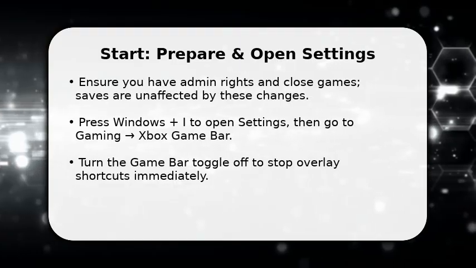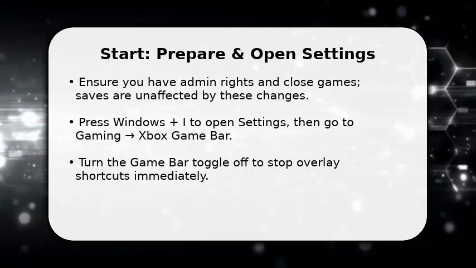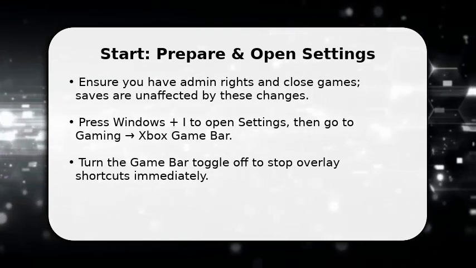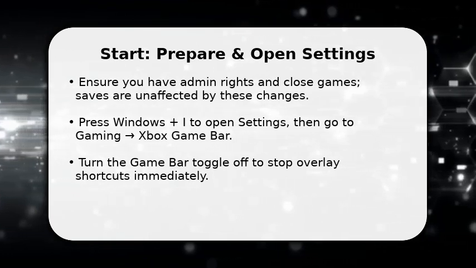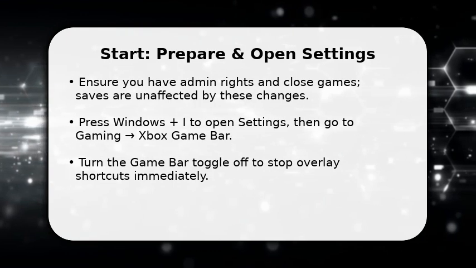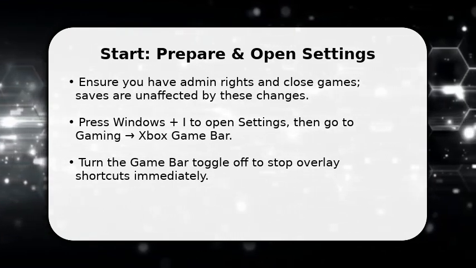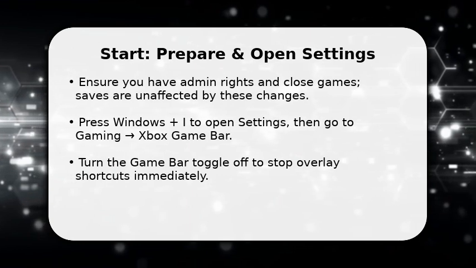You're going to act now. Make sure you're signed into an admin account and close any full-screen games. Once ready, press Windows + I to open Settings and navigate to Gaming, then Xbox Game Bar. You'll see a simple toggle labeled Allow Xbox Game Bar to record clips and take screenshots.